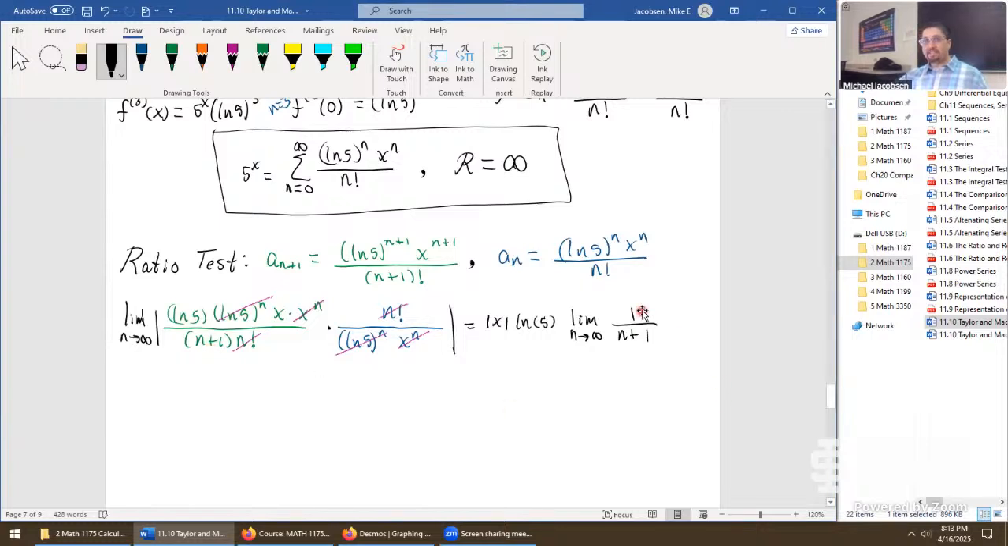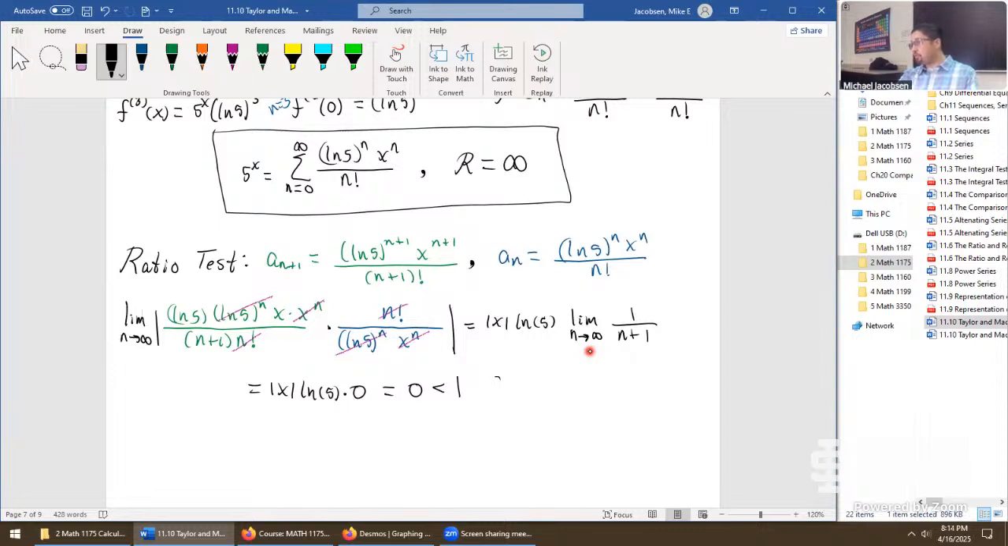But this is probably like the 60th time we've done a limit like this. We've done lots of these types of limits. Constant in the numerator, degree 0. Degree 1 polynomial in the denominator. As you go to infinity, that limit is just a guaranteed 0. So this turns into the absolute value of x, natural log 5, times 0. It's 0 altogether. And it being less than 1 implies absolute convergence in the ratio test.